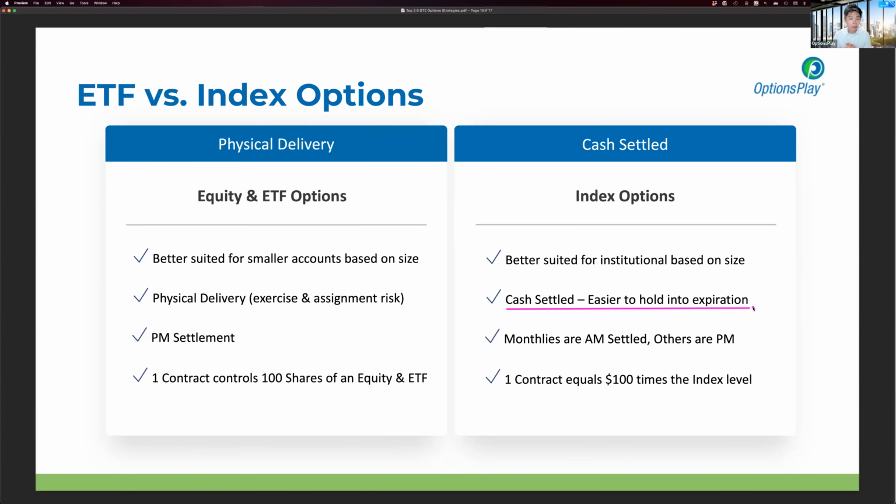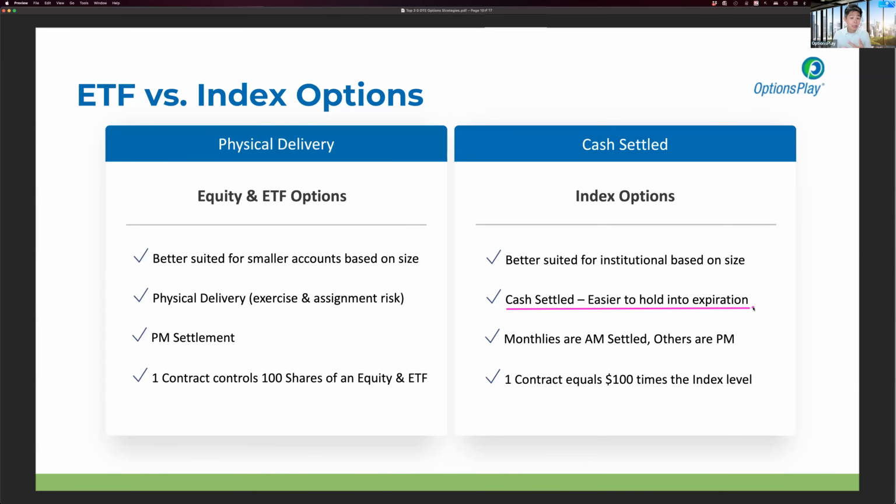Now, my only concern with these types of products for most retail traders is simply their size. SPX is over a $500,000 contract, and NDX, the NASDAQ 100, is a $1.8 million notional contract. Sometimes that's out of the range for a lot of retail traders. So that's really the biggest issue with these types of index options.